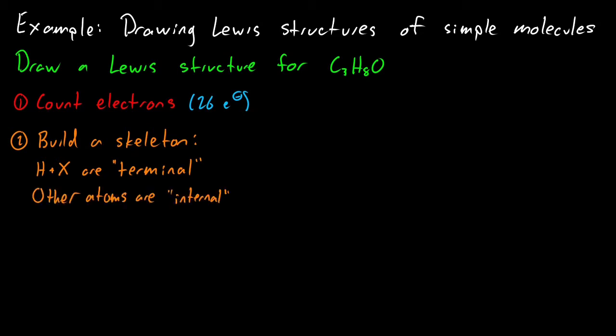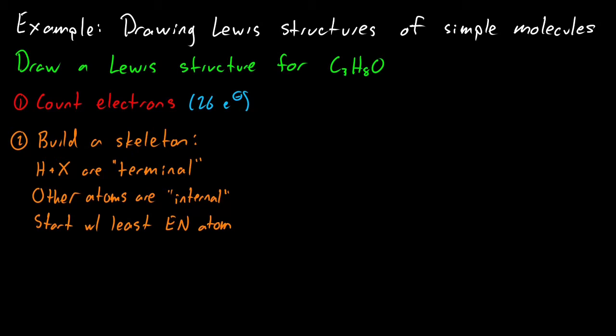All other atoms are going to be considered to be internal. They're going to build the skeleton onto which we will hang all of those terminal atoms. And if we have to make a choice, we're going to tend to choose the least electronegative atom as the atom to build from, since less electronegative atoms frequently are able to form more bonds than more electronegative atoms.